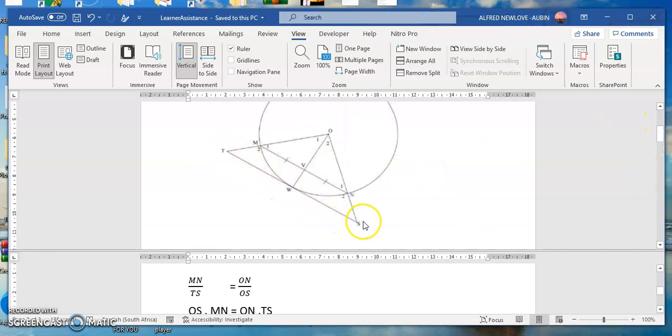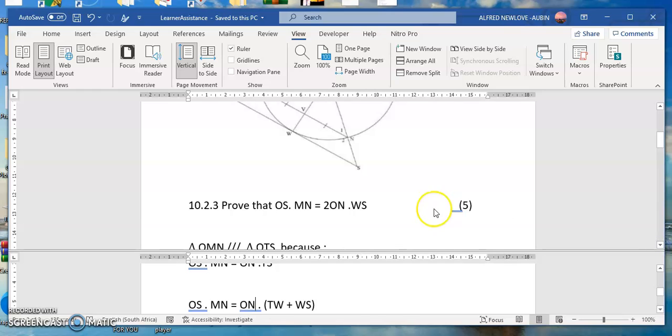This is TS. Now, we know that TS is the same as TW plus WS. So we can express that one. OS, we don't have a problem. ON, we don't have a problem. But the TS, we can express it as TW plus WS. That gives you TS. Why are we expressing it that way? Because in the question, there is WS there. So at least we have WS here.